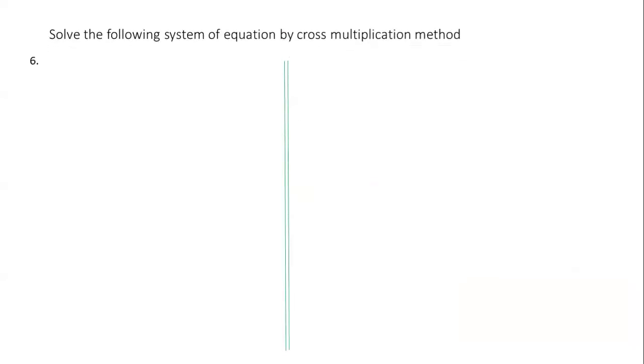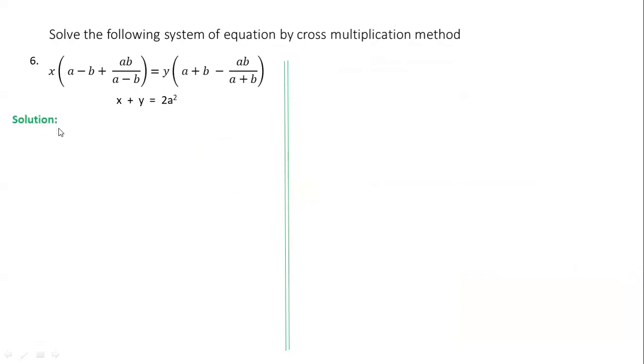That's the last. The next question, sixth question. Now see this. The brackets themselves are a little complicated. You have to simplify this bracket first and then bring it in a form and then solve it. See this. X, A minus B, A minus B. LCM is A minus B. So it will become A minus B whole square plus AB upon A minus B. And here is A plus B, A plus B. So A plus B whole square minus AB upon A plus B.